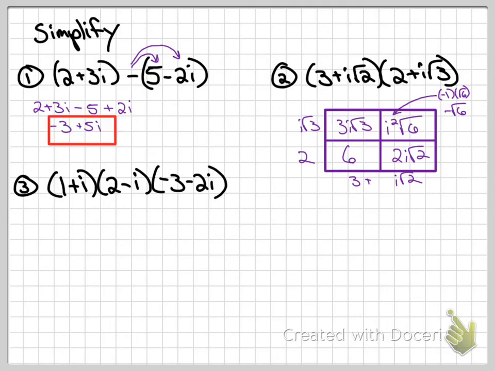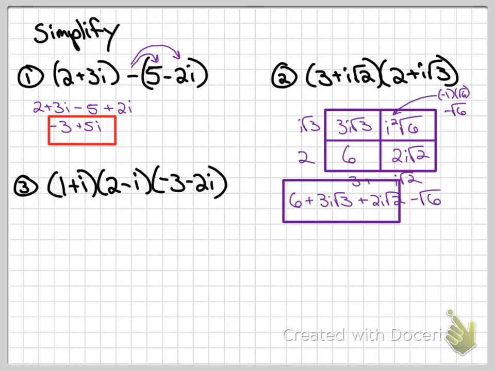So then combining any like terms we have, which we don't because we have a 6 by itself, and then we have plus 3i root 3, that doesn't match 2i root 2. You can't add them if the roots don't match. And then minus root 6. This is as simple as it gets.